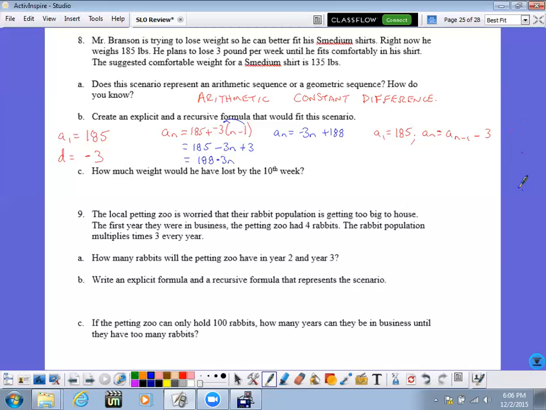So the best part about an explicit formula is we can plug in a 10 right there. So if we're looking for a sub 10, we can substitute a 10. Go ahead and multiply.